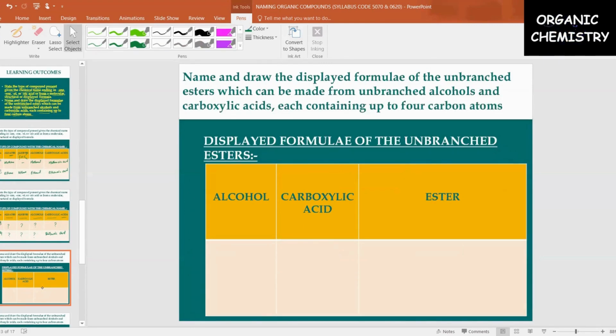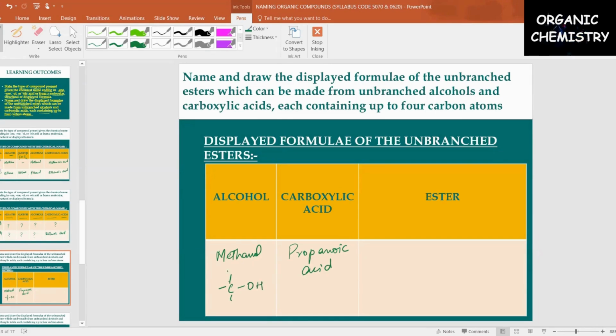Okay, name and draw the displayed formula of the unbranched esters, which can be made from unbranched alcohols and carboxylic acid, each containing up to 4 carbon atoms. So we have 4 carbon atoms. It means the ester must contain 4 carbon atoms in all. So you can start with methanol and propanoic acid.